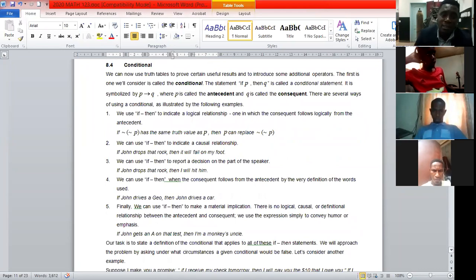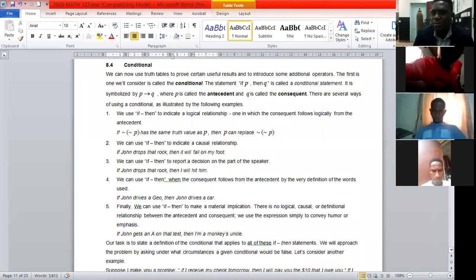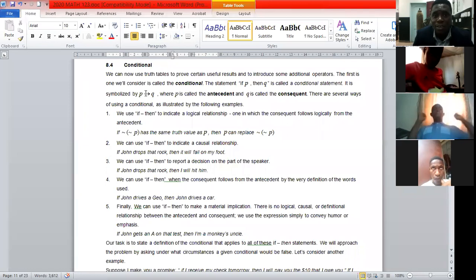Conditional statements. These are very important. So we now use the truth table to prove certain useful results and introduce some additional operators. The first one we will consider is called a conditional. If P, then Q. It's called a conditional statement. It's symbolized by P implies Q. Don't forget, you have the symbol for disjunction, the symbol for conjunction, the symbol for negation, and the symbol for conditional now.